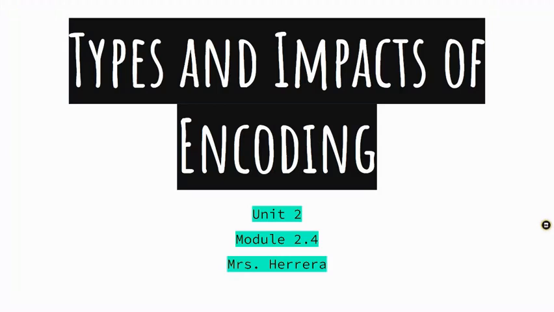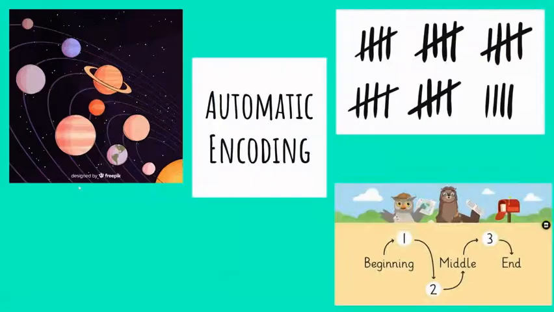Welcome to our second video lecture in our Unit 2 portion on memory. In today's video lecture, we are going to look at the different types of encoding, the strategies that we can use to better harness our ability to encode information, and some of those short-term and long-term impacts of better encoding or worse encoding. So to begin with, there are two overarching types of encoding.